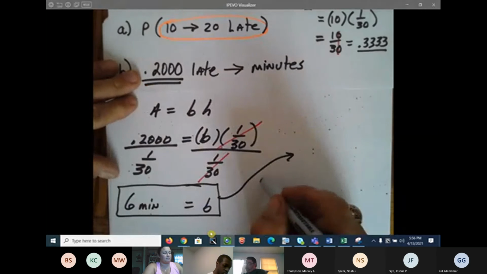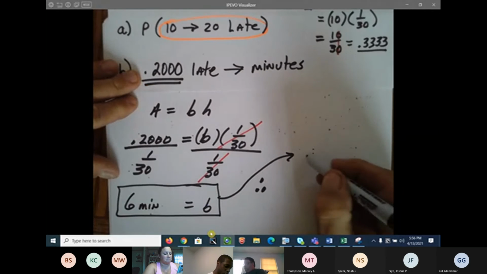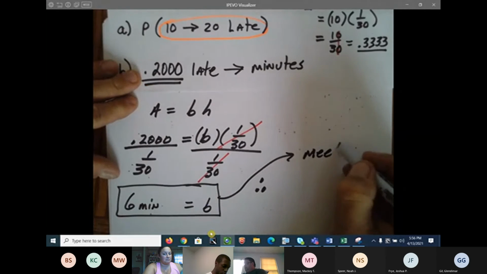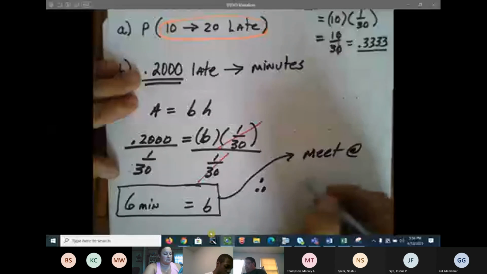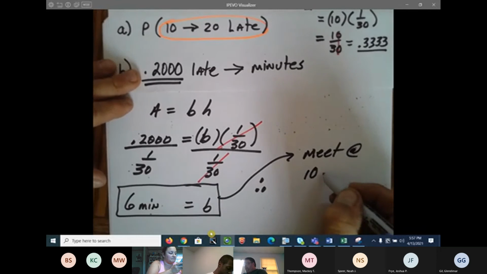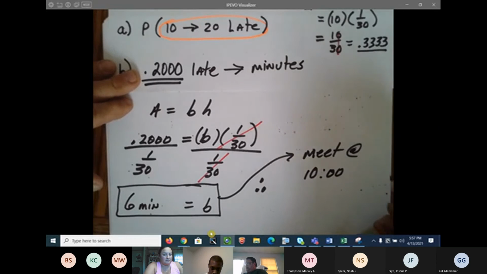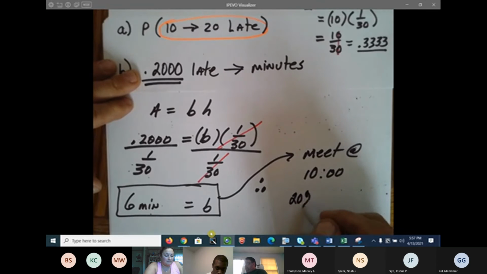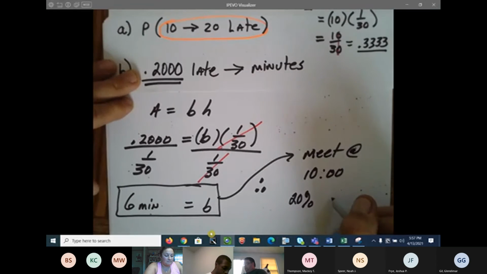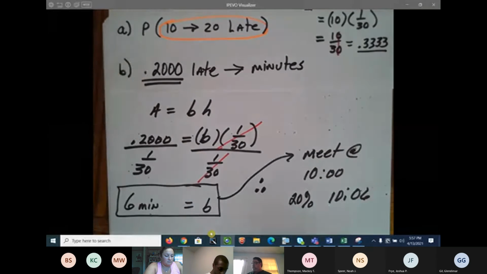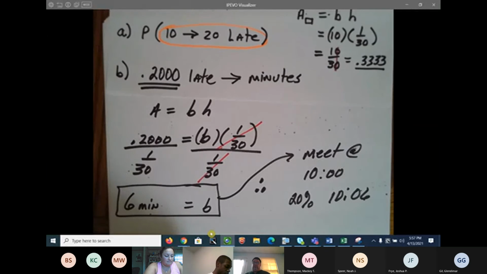Therefore, if you meet at 10, I don't remember if it's AM or PM, if you meet at 10 o'clock, there is a 20% chance that somebody's going to show up by 10:06. Okay, now that's B. I think they just asked for 6 minutes.